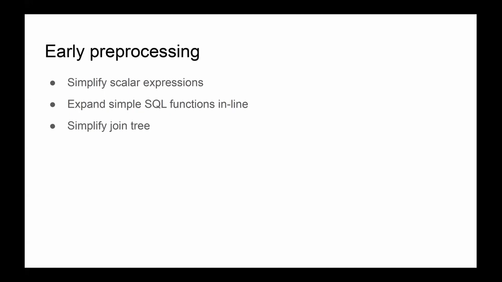Now let's go through each phase one by one. At early pre-processing, we try to simplify the query by several kinds of parse tree transformations, including simplifying scalar expressions, inlining simple SQL functions, and simplifying the join tree.